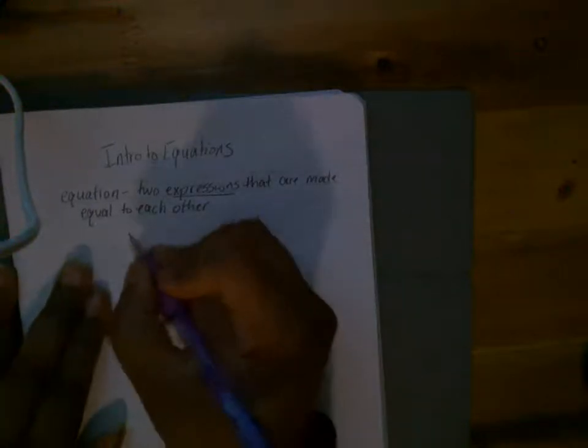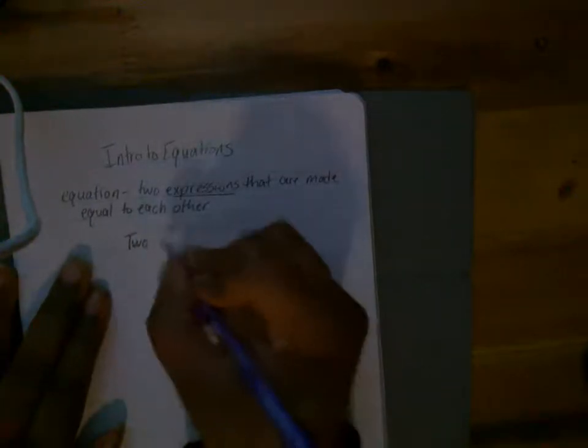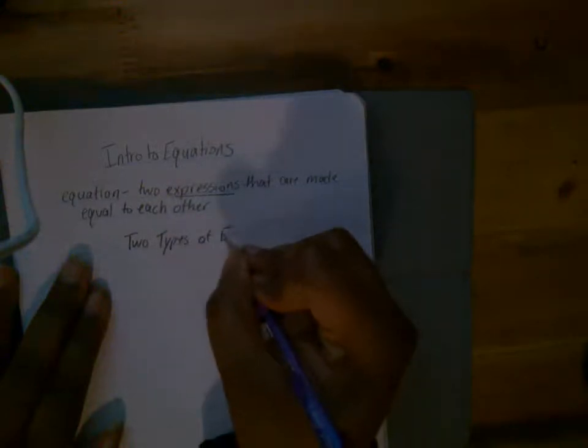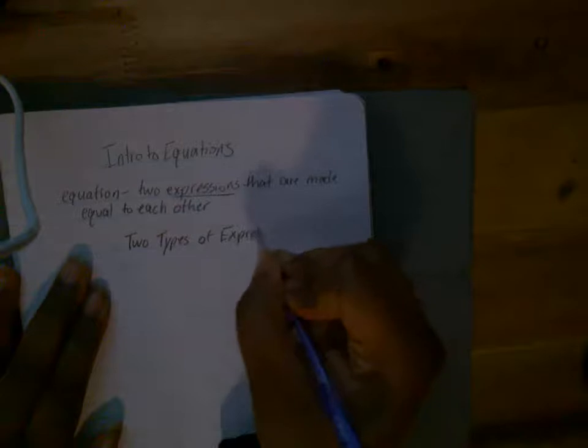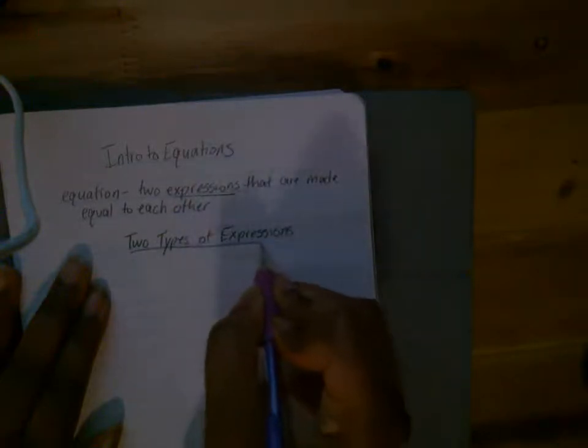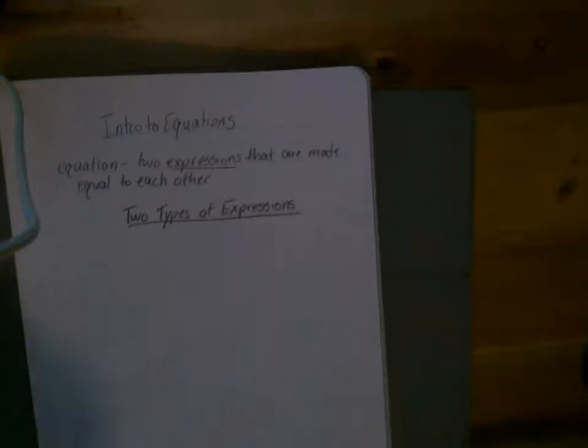So then we have to know what an expression is. There are two types of expressions. Again, an equation is two expressions that are made equal to each other. So now we need to know what an expression is.